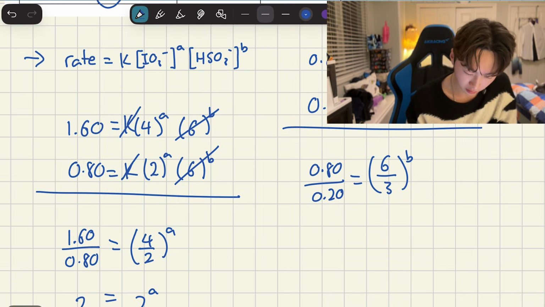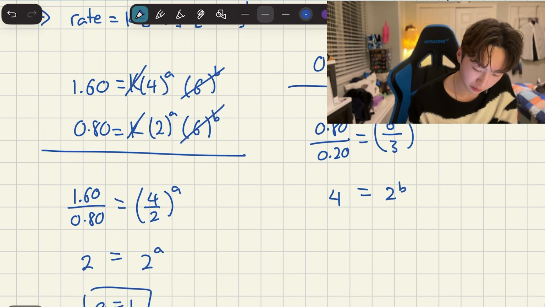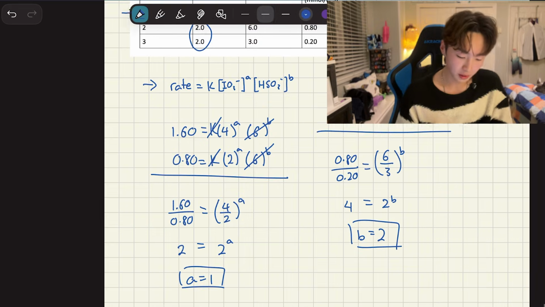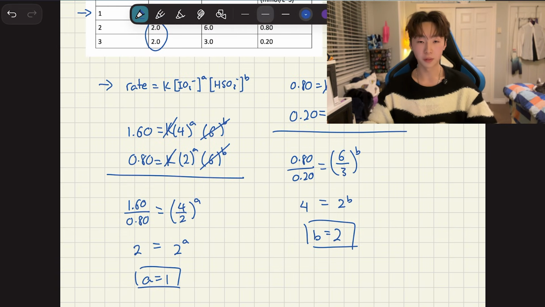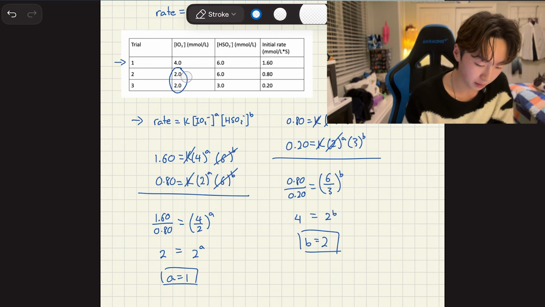And then this gives us 4 is equal to 2 to the B. And now we know B is equal to 2 because 2 squared is 4. Okay, so now we solve for A and we solve for B. And now we just need to solve for K. So how do we do that?